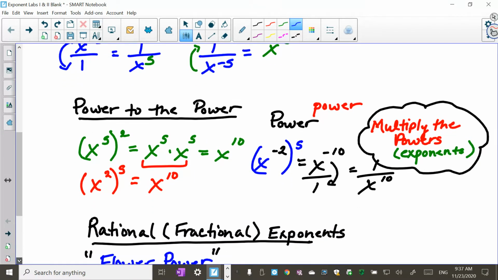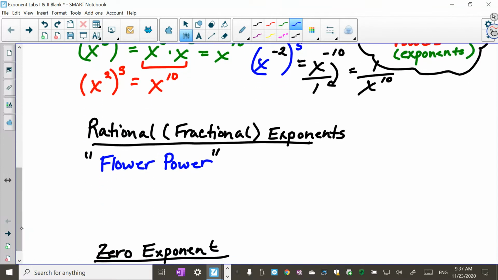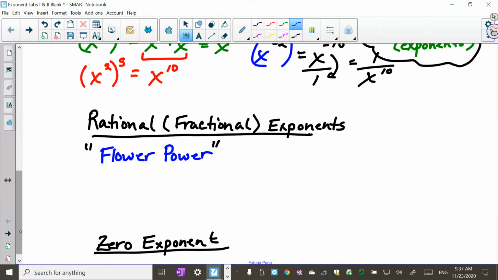The next to the last category, I should say, is rational or fractional exponents. And underneath that, I wrote flower power.